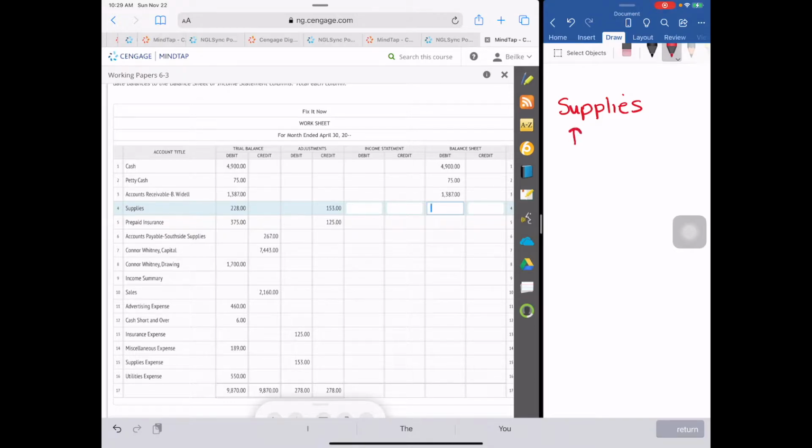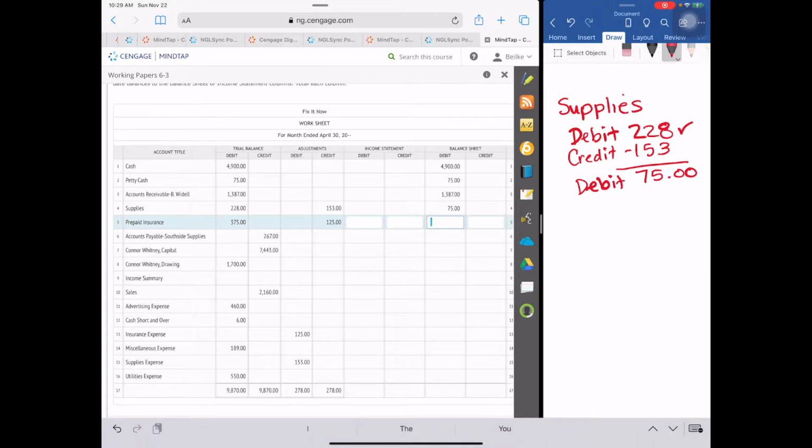Supplies, next. It has a debit balance of $228, and it has a credit of $153. Since they are opposite, you must subtract them. 228 minus 153. The new balance is $75. Debit is bigger than the credit, so it is a debit of $75. So we will plug in $75 there.